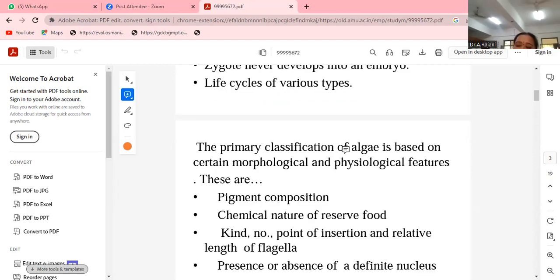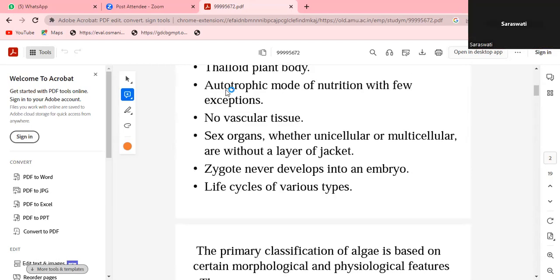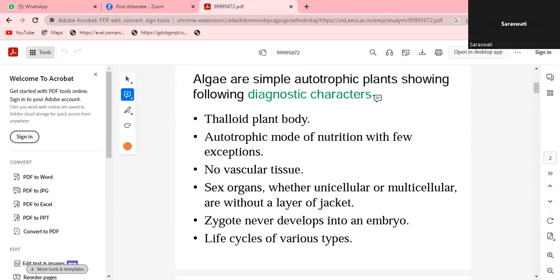Okay, primary classification. These are the diagnostic characteristic features of the algae. These are the identification characters for the algae.